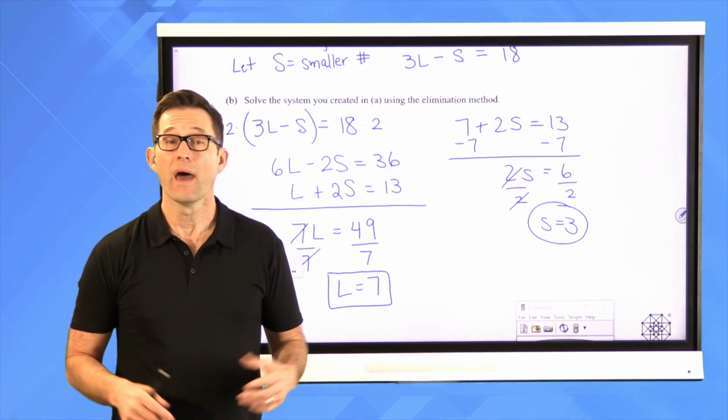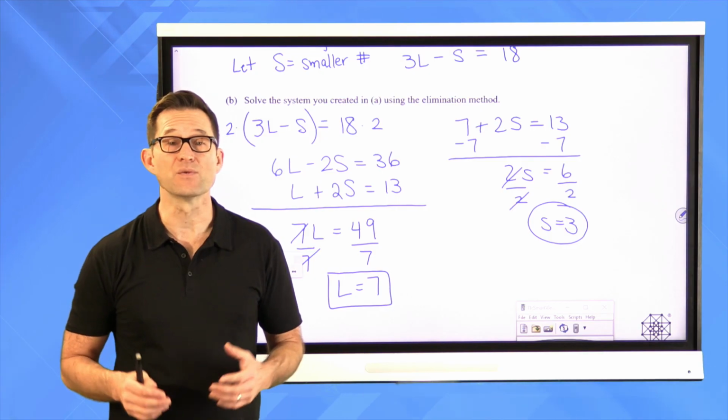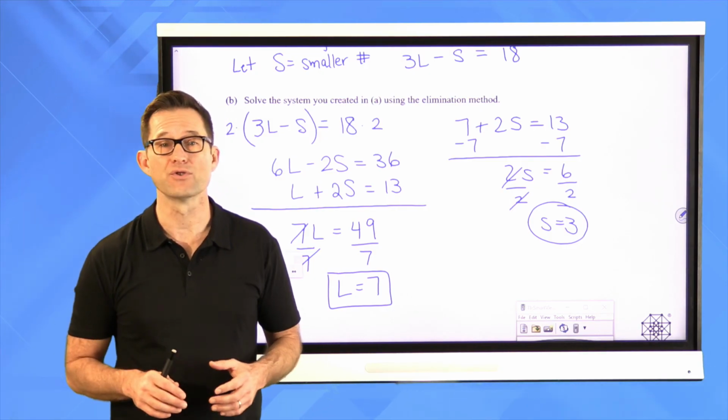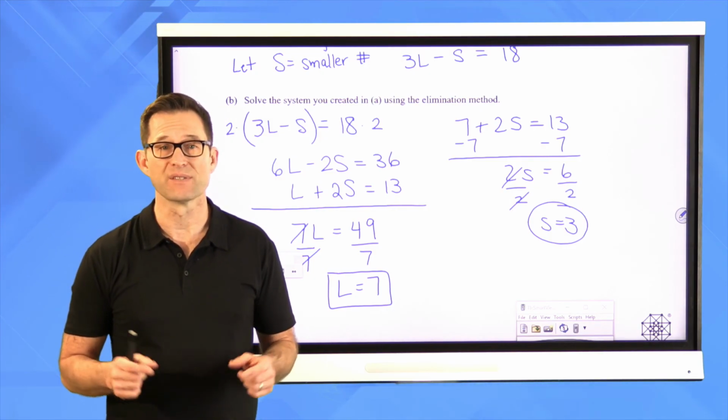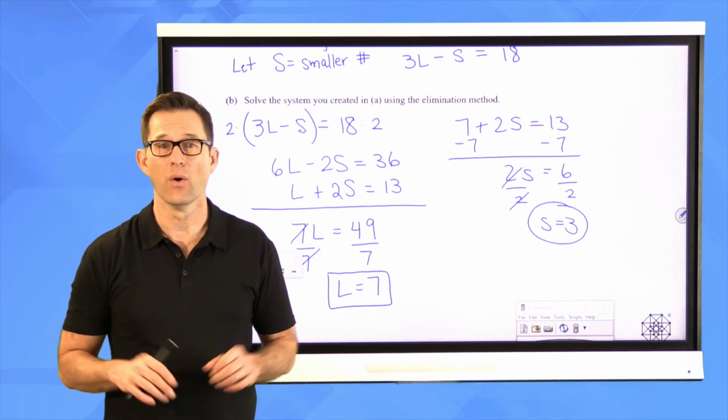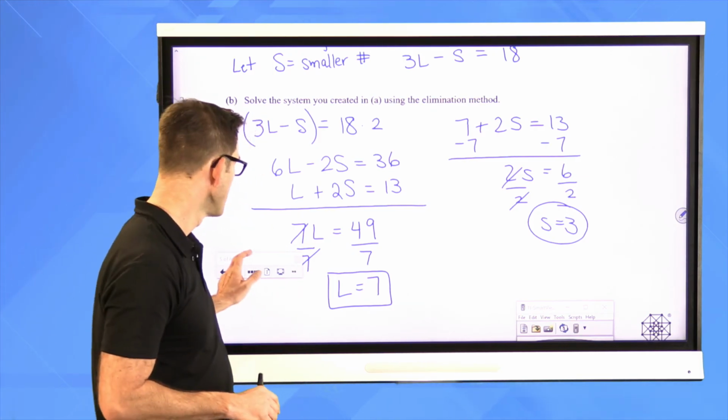Awesome, right? And again, very easy in this case because we only had to modify one of the 2 equations in order to get those additive opposites that when we add, they just go away. They end up equaling 0.